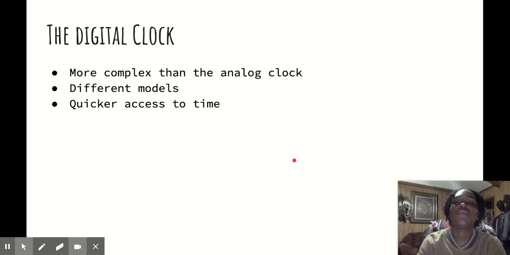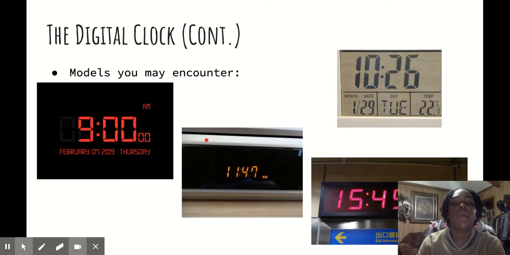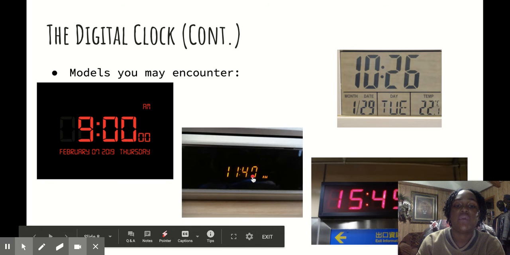We also discussed our digital clock and how it's a bit more complex, but it shows more than you can generally get from an analog clock. We discussed the digital models, and there are all kinds of models and shapes. It can show the day of the week and AM or PM. It can show your hours, minutes, and seconds. Or it may not even show the AM and PM, just your hours, minutes, and seconds, and that's all.